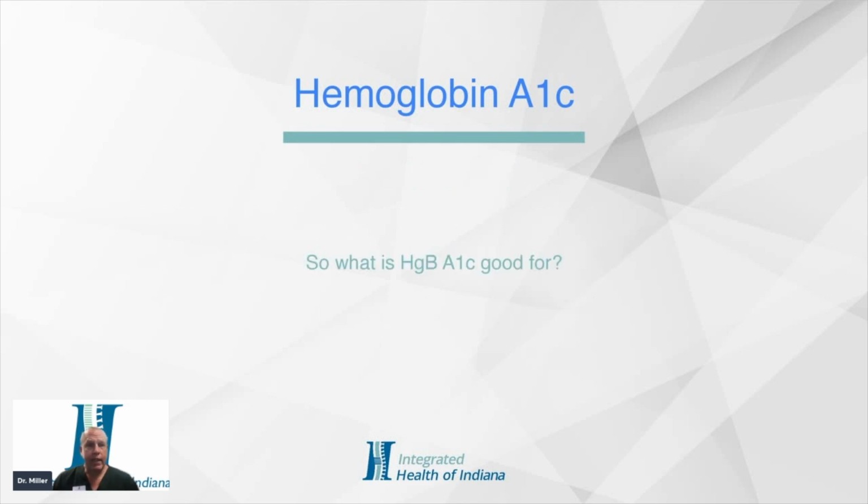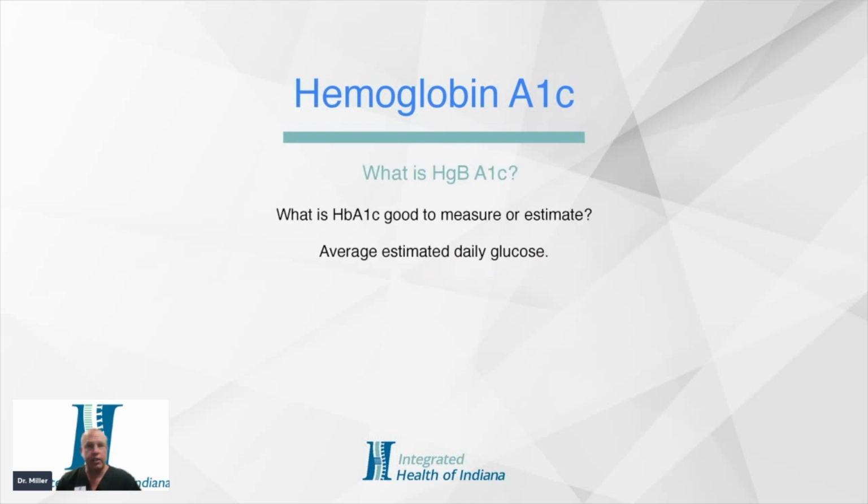So, what is hemoglobin A1c good for? That's what I was talking about a little bit earlier. It's good to get a measure of your average daily glucose, because when we take what somebody's A1c is, we can put it into an equation and then tell what somebody's average daily glucose is. And the lower that average daily glucose is, the better it is.